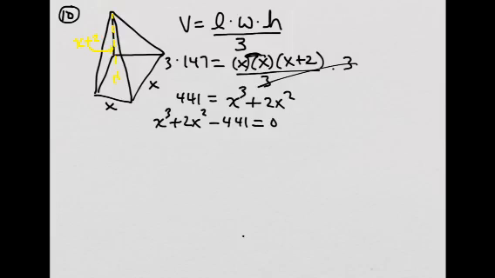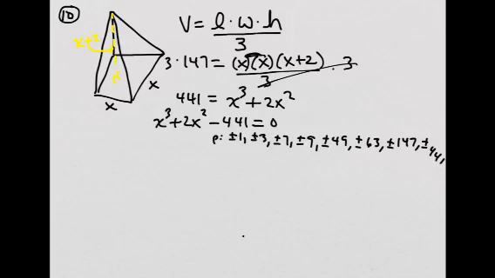Now factors of 441, so this is the p, are plus or minus 1, plus or minus 3, plus or minus 7, plus or minus 9, plus or minus 49, plus or minus 63, plus or minus 147, plus or minus 441. Okay? Now, because we're looking for the length of something, it does not make any sense to try negative numbers with synthetic division. So I'm going to start with the positives. I'm going to use only positives.